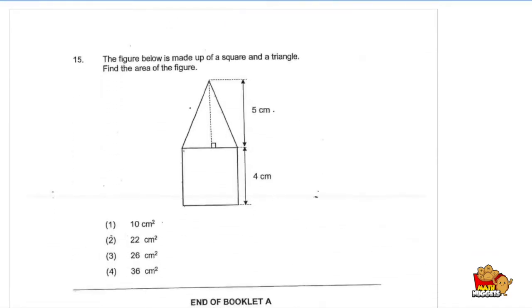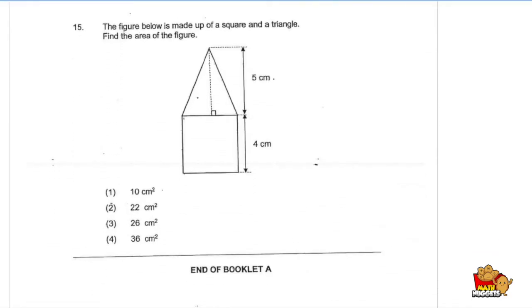Question 15. We want to find the area of the figure. This is a square. Square means each side same length. So the area of the square would be 4 times 4. And the area of the triangle will be half times the base, which is 4, the height, which is 5. Is 10. So the total area will be 10 plus 16, which is 26.